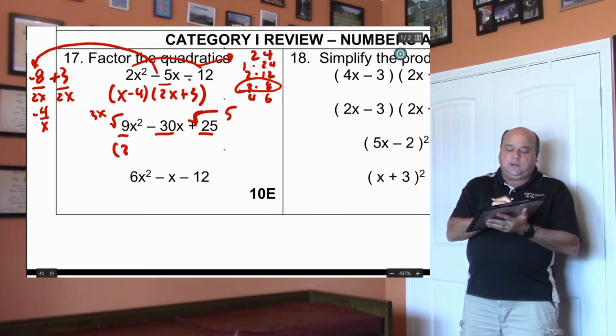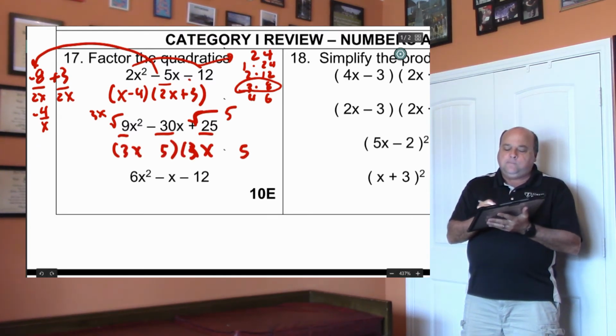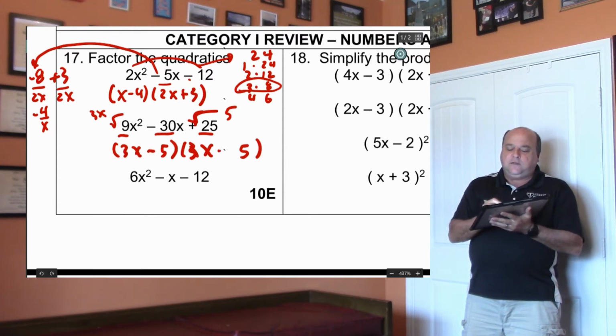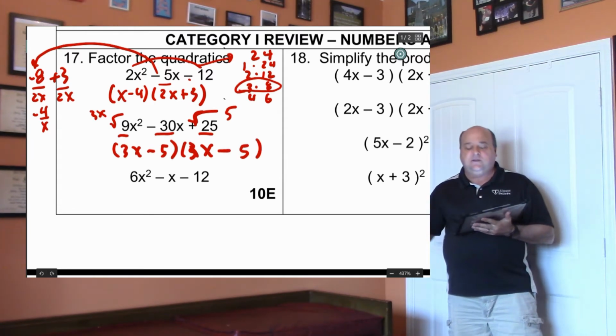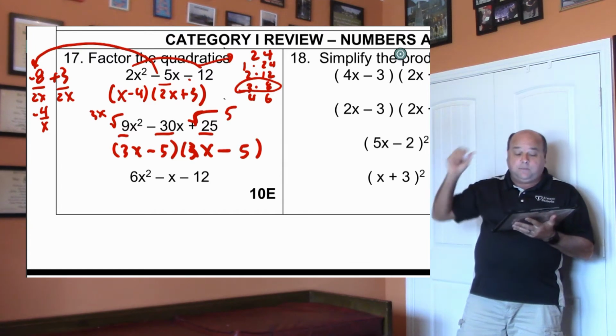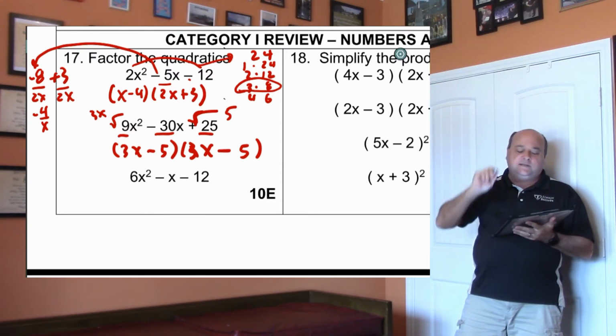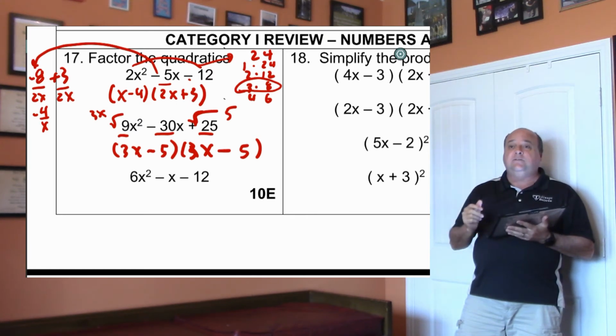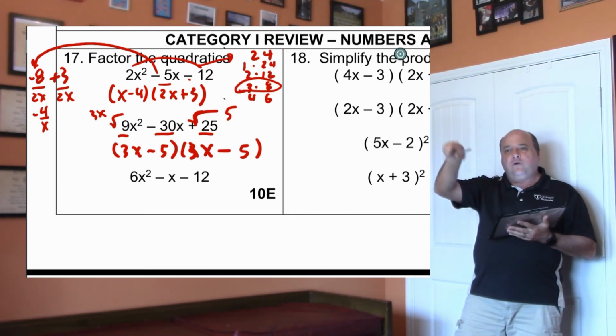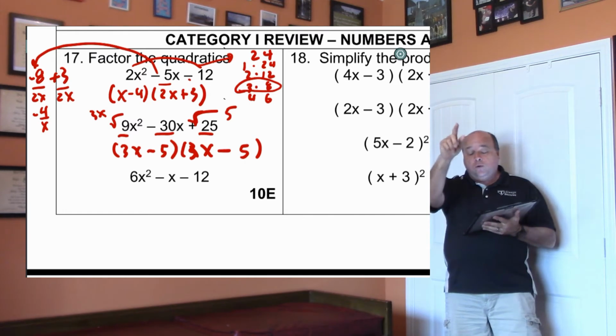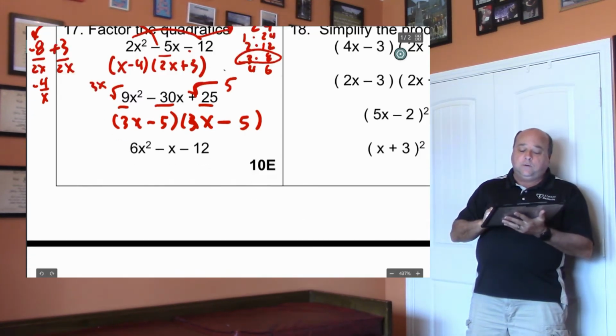So the answer is going to be 3x and 5, and 3x and 5, and then I want a negative 30 in the middle, so both of them are minus. If it would have been a plus 30 in the middle, I'd have made both positive. So notice, this parabola has one zero, and the zero would be a positive 5 over 3. It's going to have a vertex on the x-axis. We'll get into that later this week also.